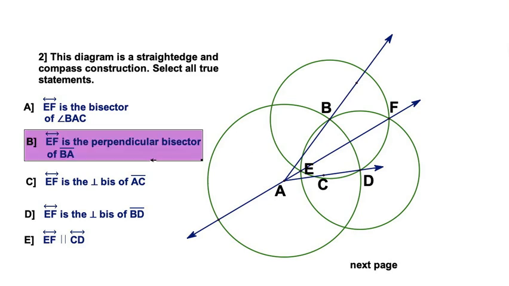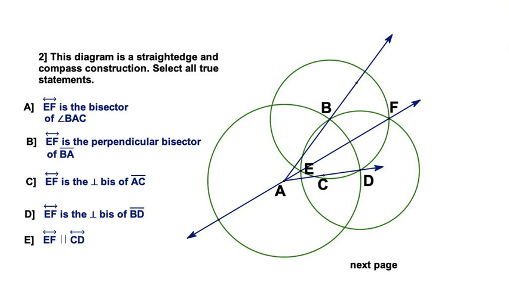Now, EF is a perpendicular bisector of BA. What? BA is over here. Do these two look perpendicular to you? I don't think so. EF is the perpendicular bisector of AC. Wait a minute. This is getting crazy. EF is over here. Well, that's just as crazy. And EF is a perpendicular bisector of BD.